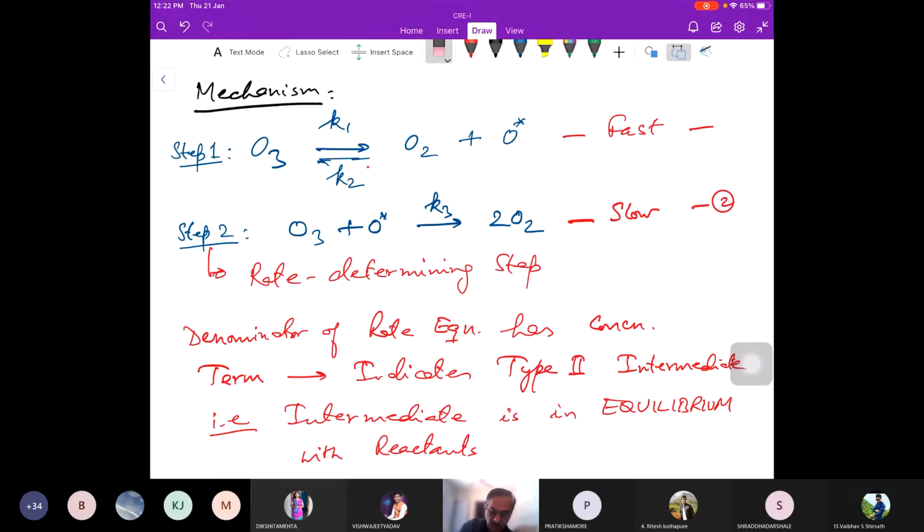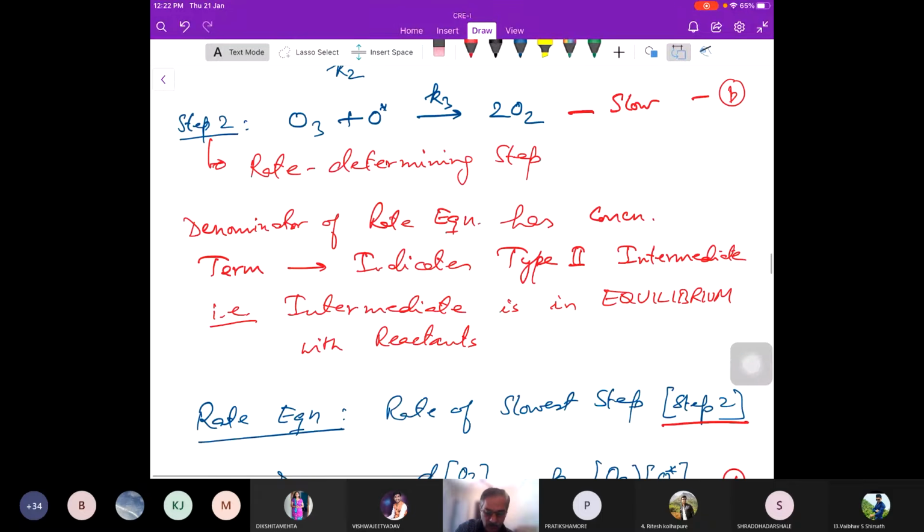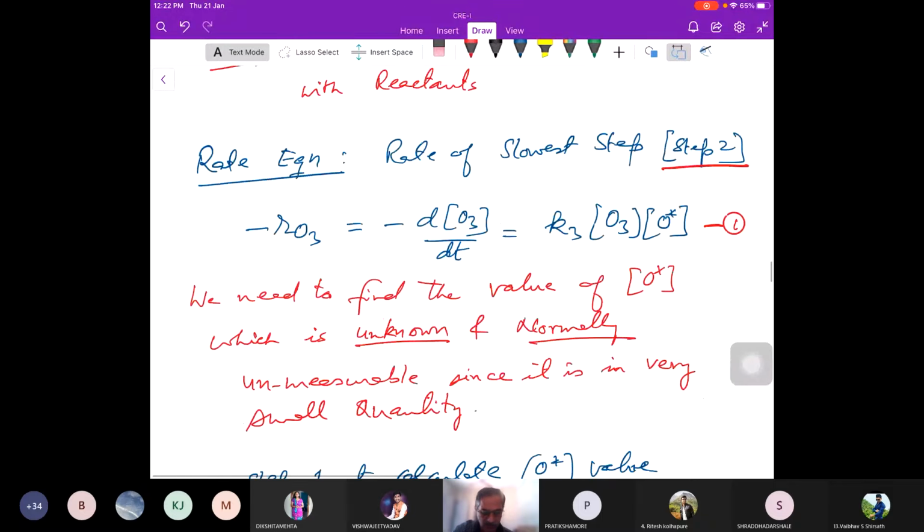So let me put some other number, right? A and B. ठीक है. So I get this rate equation which is indicating कि इतना rate होना चाहिए. But now we know that this is not a measurable quantity. We cannot measure the intermediate. So we need to find out the concentration of intermediate in terms of some measurable quantity.